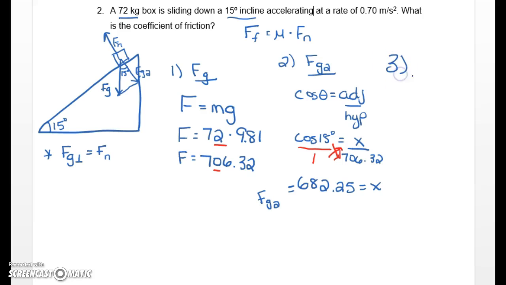So step number 3, if you want to make this an official step, is we can just restate that we have found our normal force. So that normal force is equal to that second gravitational force, or that perpendicular gravitational force. So your normal force is equal to that 682.25.